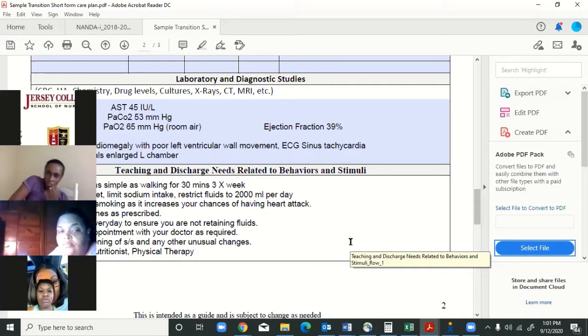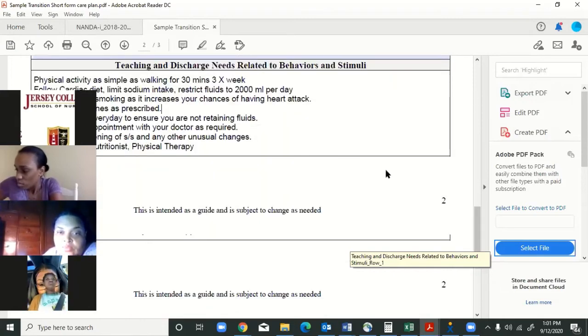And then other things that you would teach them is, what are signs and symptoms of the disease process that I should report or that I should seek immediate treatment for? Make sure they keep up with their follow-up appointments when they leave the hospital or when they leave wherever they're at, the rehab or wherever they're going. And that's all going to be related to your stimuli.